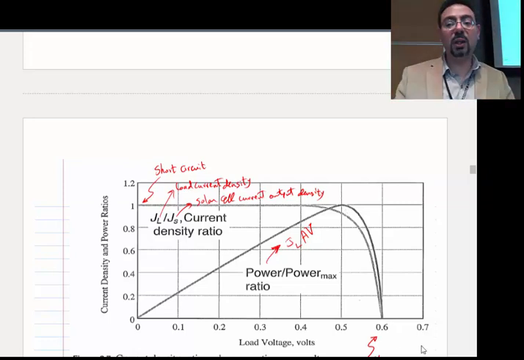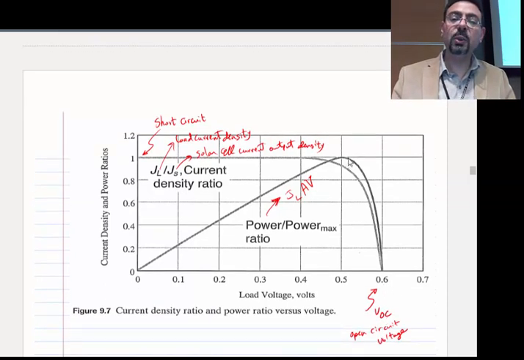We are not going to run at the maximum voltage because that is useless. Maximum voltage, you can get it at zero current, so power output is zero. Right? So we will run here.